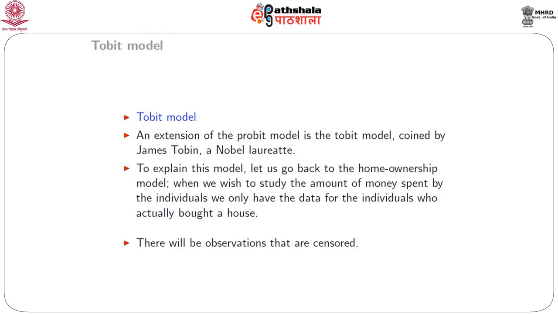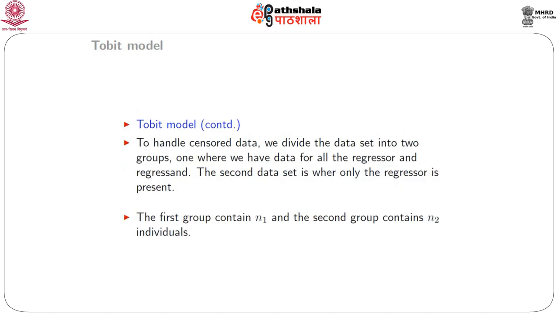So let us now go back to the home ownership example. If we are interested in knowing the amount that a customer is spending on buying a house in relation to his or her income, then this data is only available for individuals who bought a house. Thus, to handle such a situation, we divide the entire population under study into two groups. One for which I have info about the regressor and the regressant, and the other where only data on the regressor is present, but the regressant, which is the dependent variable, does not give us any values. So the first group has N1 and the second has N2 individuals.